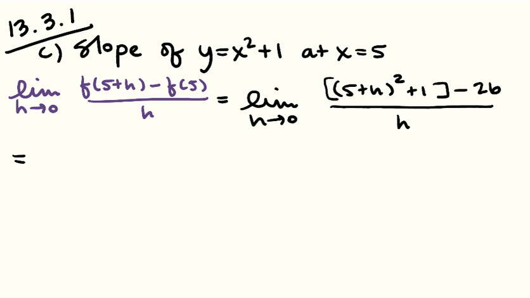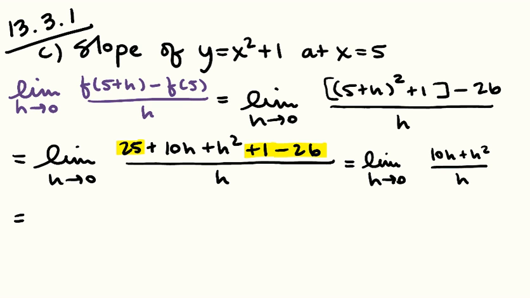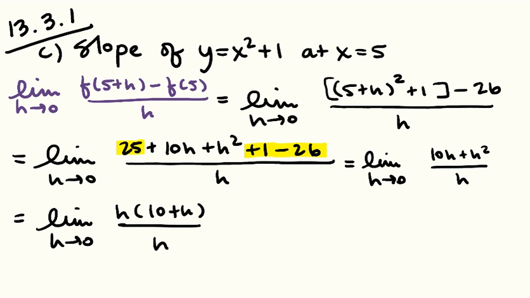So I'm going to expand this just like I did in the first part, or I guess that was part B, but 5 plus h squared will be 25. 2 times 5 times h will be 10h plus h squared plus another 1 minus 26 divided by h. Okay, well, 25 and 1 is 26 minus 26 is 0. So that's 10h plus h squared divided by h. You factor out the h in front. 10 plus h divided by h. You cancel off the common factors and you plug in h equals 0, and you're going to get that that slope is 10, like we had predicted in the first place.